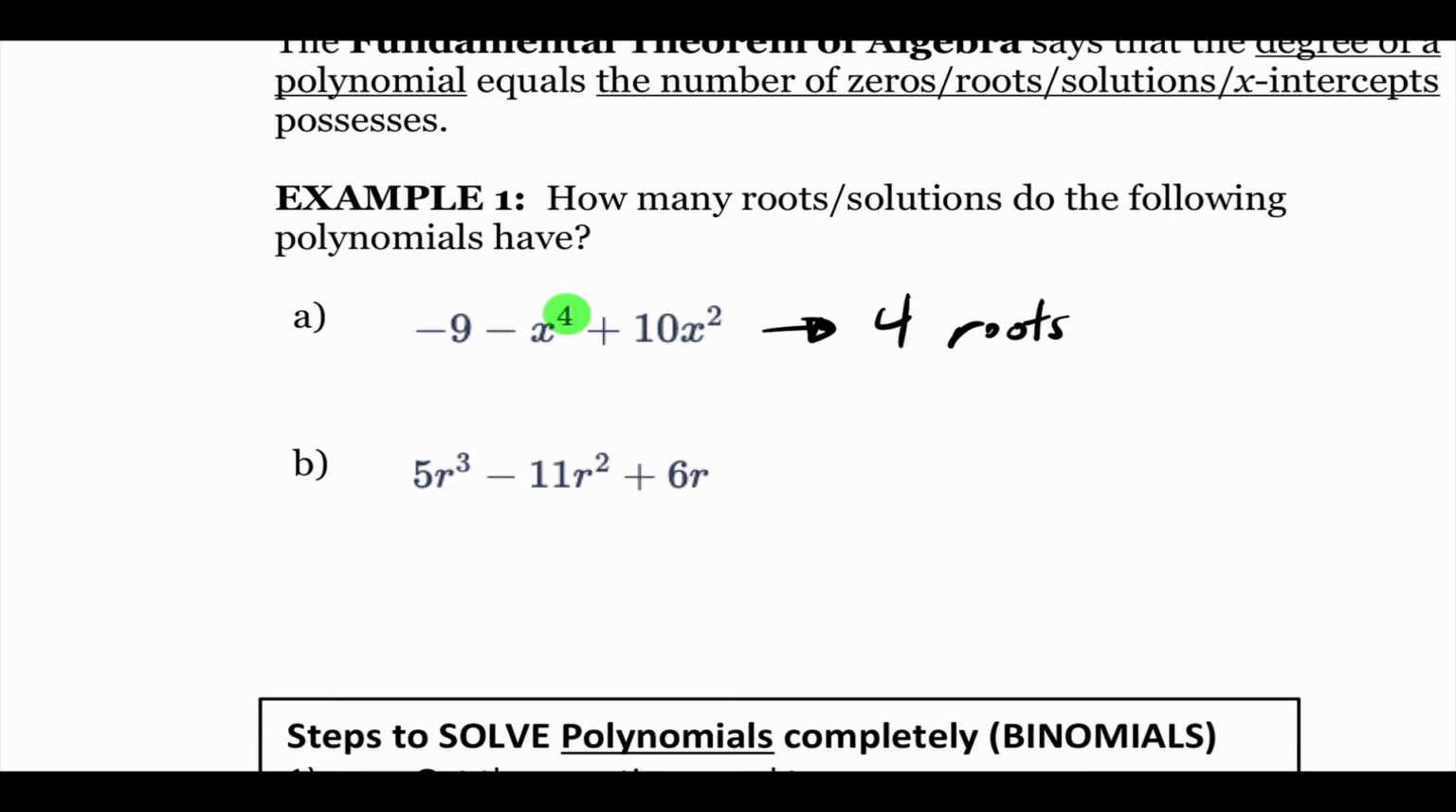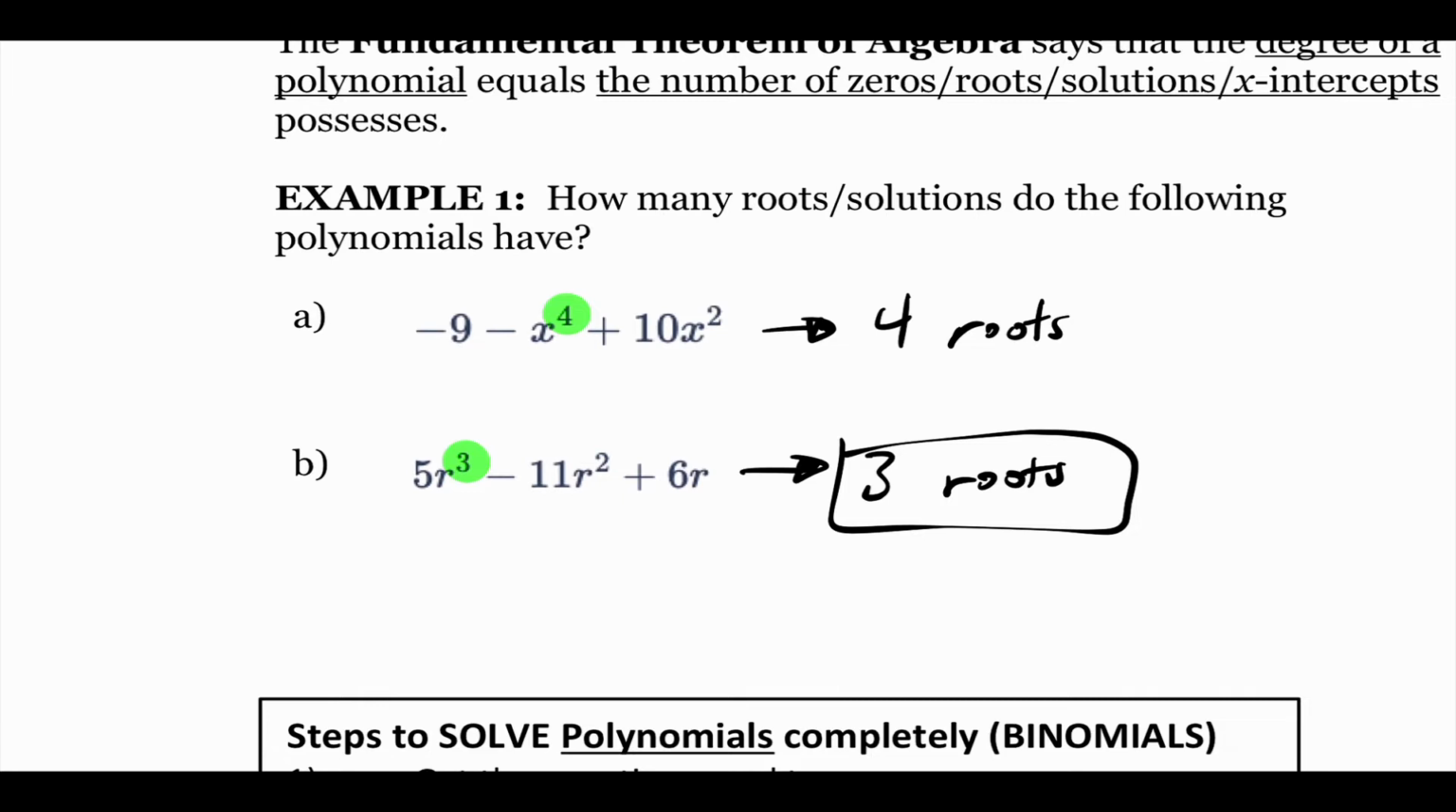Okay? How about B? How many answers should I end up with there? The highest exponent there is 3. So I should finish with 3 roots. Okay? That's going to help us today because we're going to solve. Well, how many answers am I going to get? We're going to be able to know that before we even start.